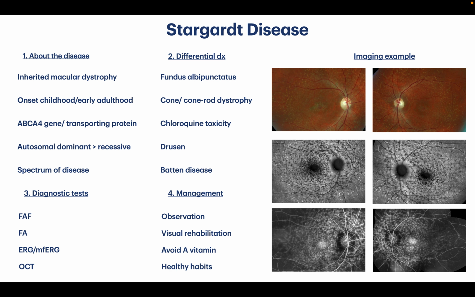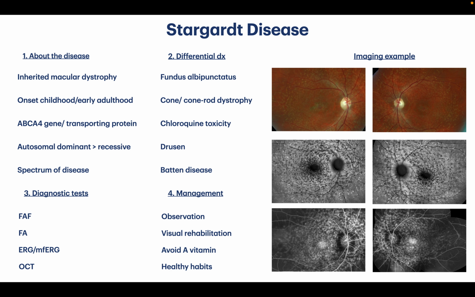Batten disease is a genetic macular dystrophy where patients have severe behavioral and developmental neurologic conditions. The main diagnostic tests to be used for patients with Stargardt disease are FAF, fluorescein angiography, ERG, and OCT.